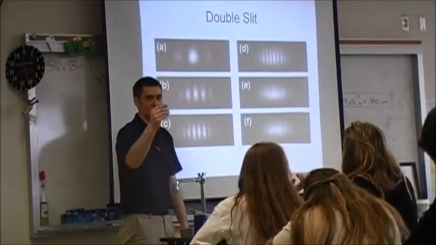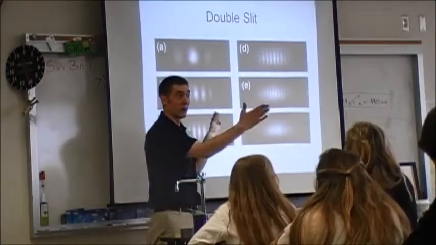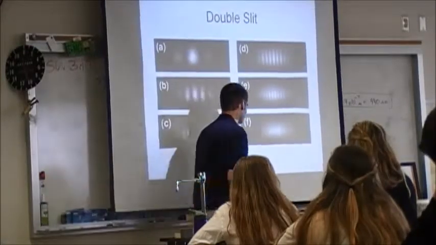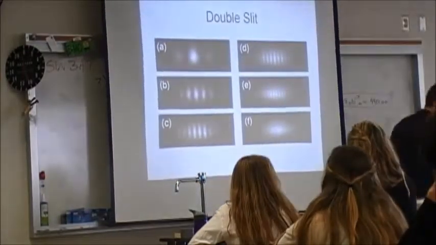The equivalent of that is taking that laser light and just shining it through a window, really wide. You get no interference out of that. So that's a double slit interference.